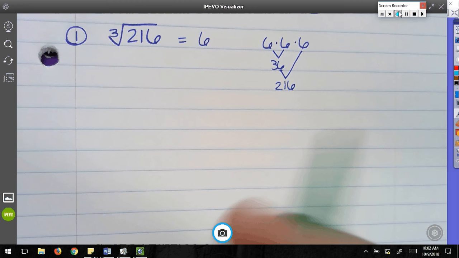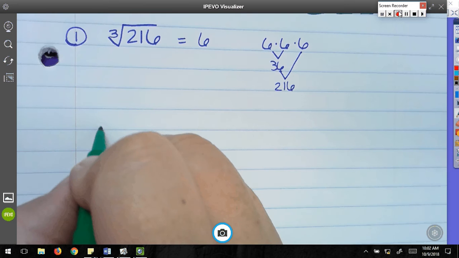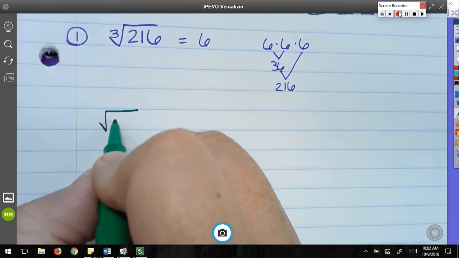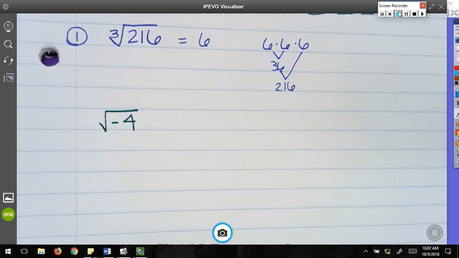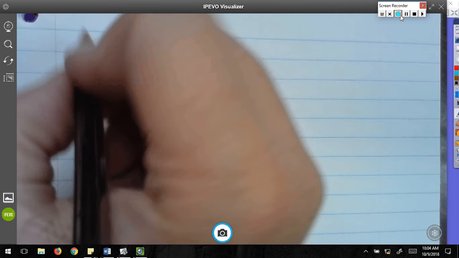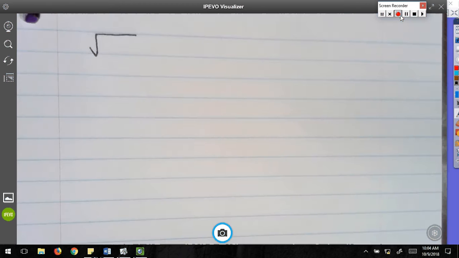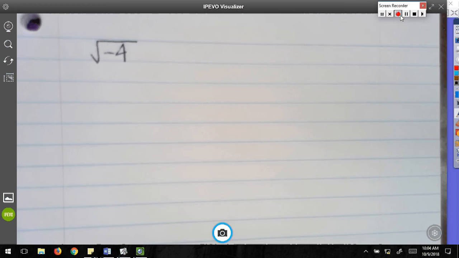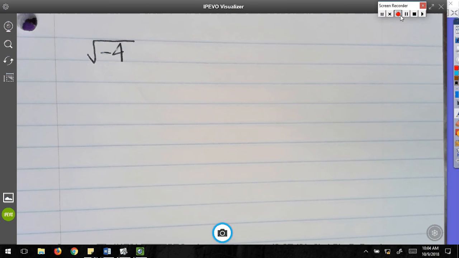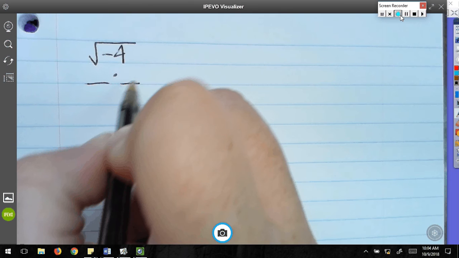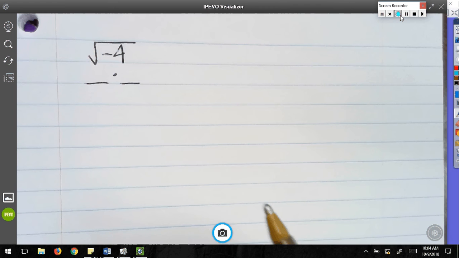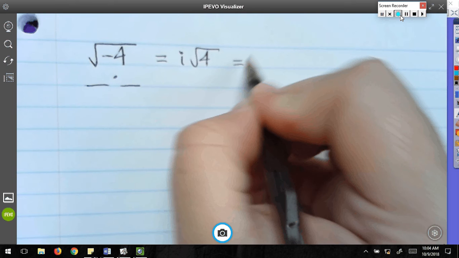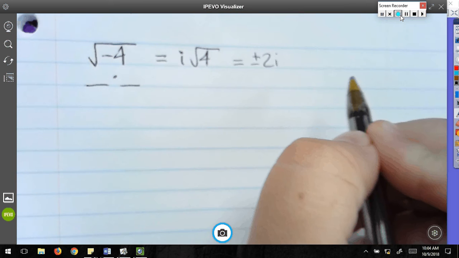Now, let me show you something else, and let's think about this for just a minute. We know that if we have a negative number under a square root, let's say the square root of -4, I can't have the square root of a negative number, because I can't find 2 things that multiply together to give me a negative number that both have the same sign, right? So this is where we pulled out the i, and so we ended up with plus or minus 2i, right?